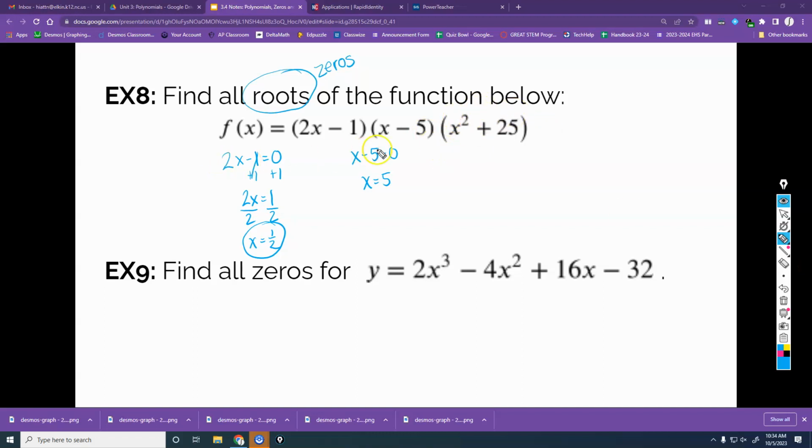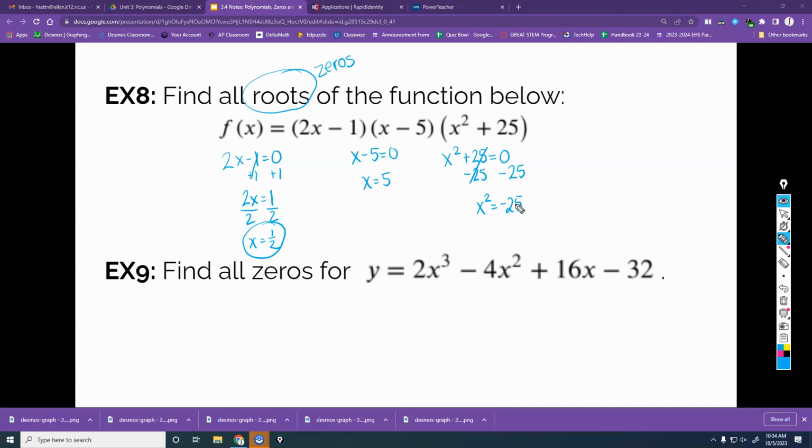So let's do the same thing we did with the first part. We're going to do x squared plus 25 equal to 0. And if I want to solve this, what would I do first? Subtract that 25. So I would get x squared equals negative 25. Then what do I have to do to get rid of the square?